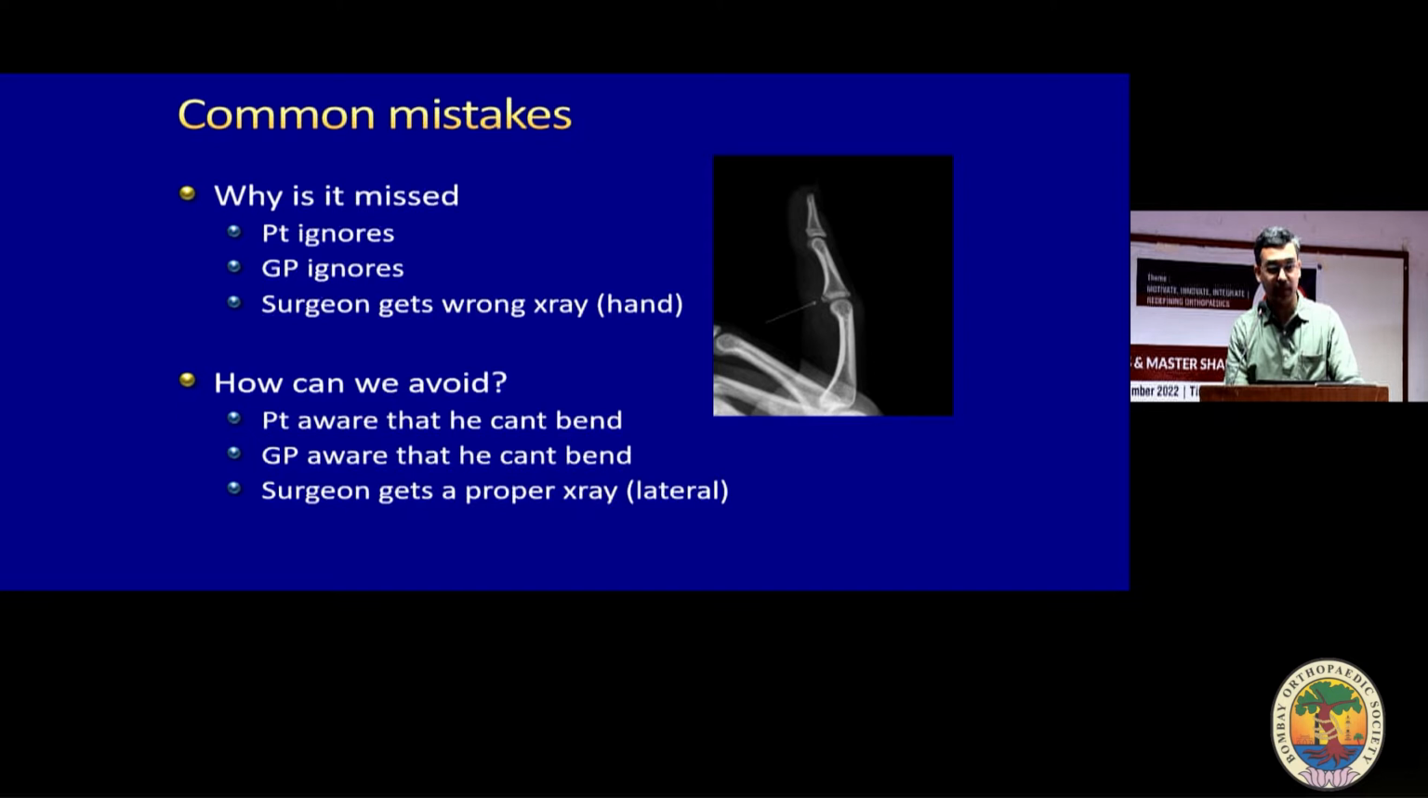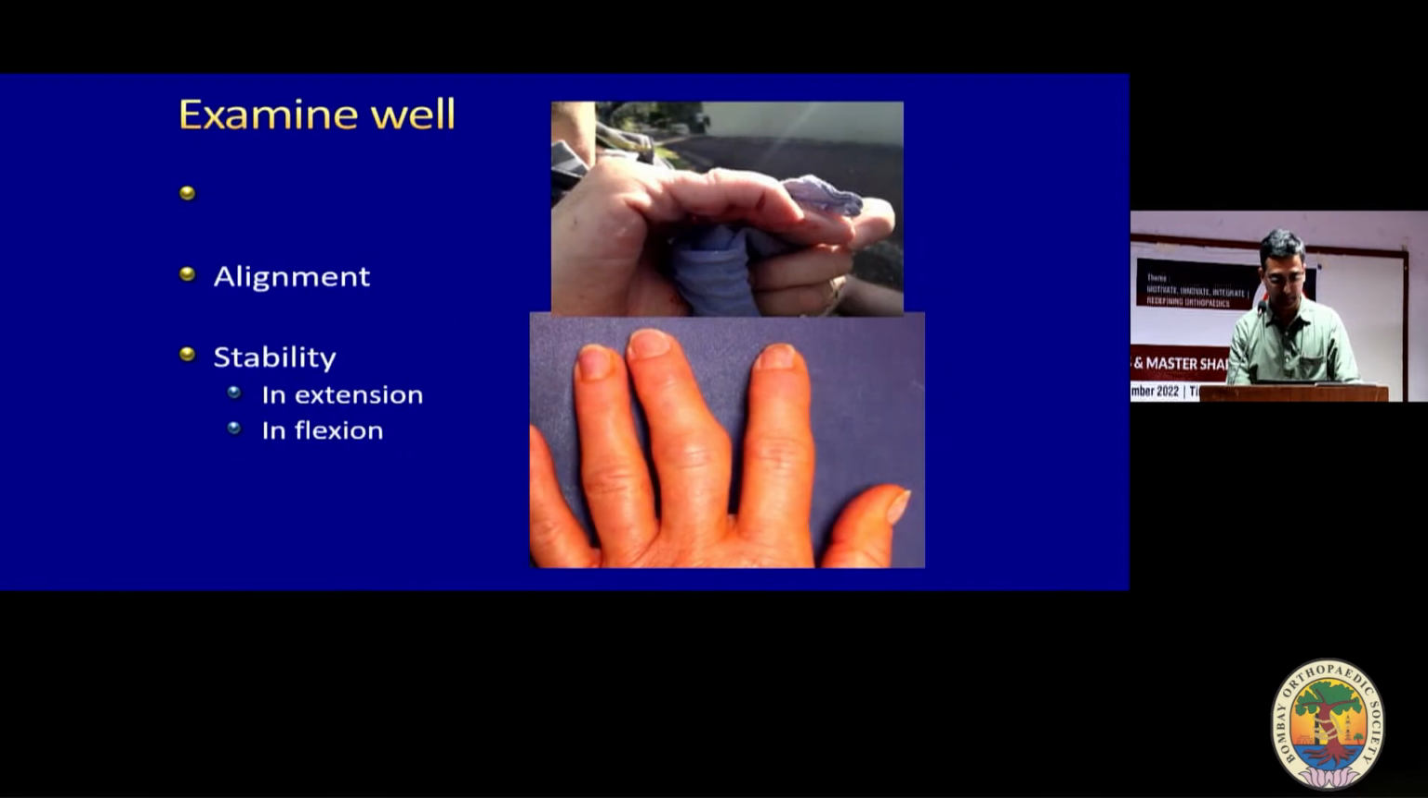So we avoid it by informing the patient to try and bend and see if they're unable to bend. The same information you can give to your family doctors: if the patient is unable to bend completely, get an X-ray done, don't delay it. And as a surgeon, we should get proper X-rays. Occasionally you will have these weird deformities. It could be in the coronal plane or in the sagittal plane. These are obvious deformities. Everybody will go in for an X-ray.